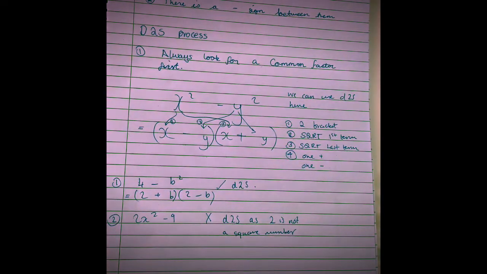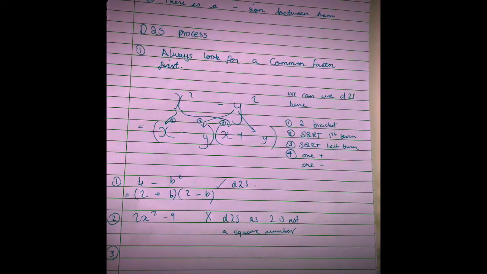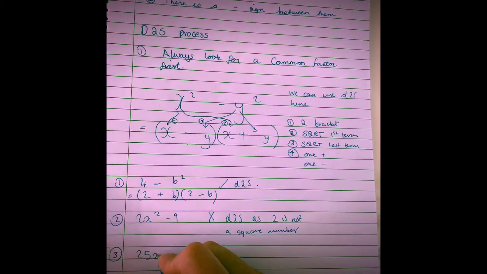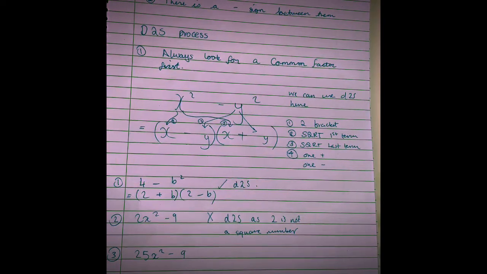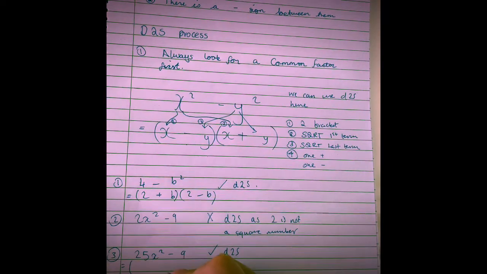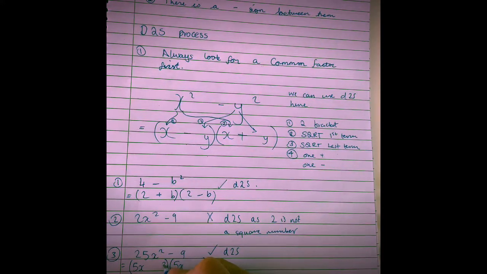The next example we're going to look at then is 25x squared minus 9. Now, looking for a common factor, there is none. So what I want to do now is ask, does this have two square terms? 25 is square, x squared is square, and 9 is square. So yes, we can do difference of two squares here. We're going to square root the first term and put it in the first position. The square root of 25 is 5, the square root of x squared is x, so 5x in first position. The square root of 9 is 3.